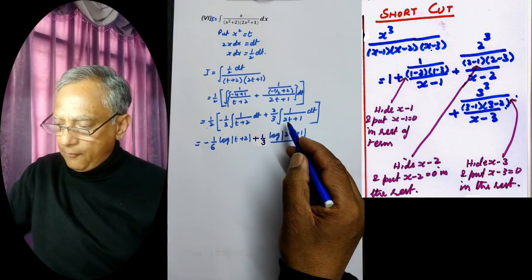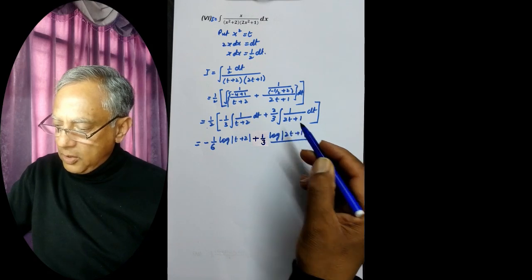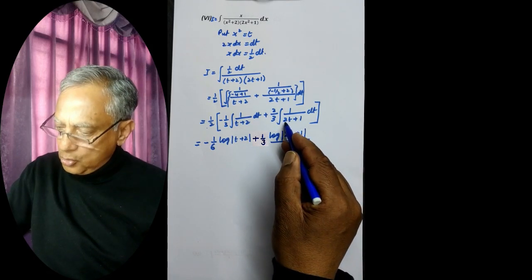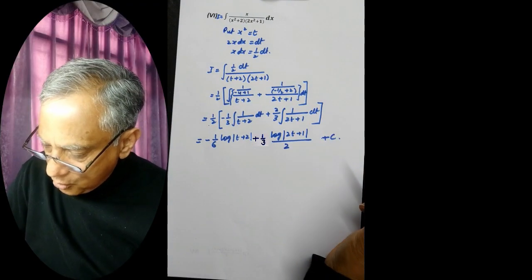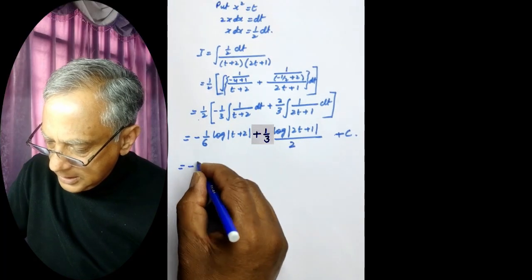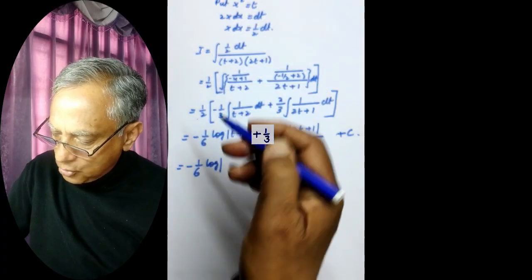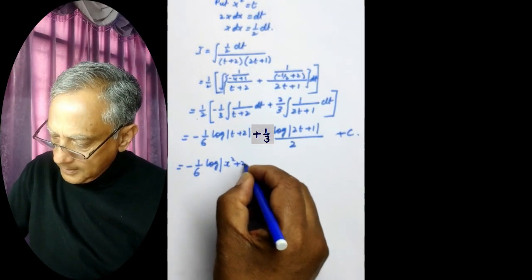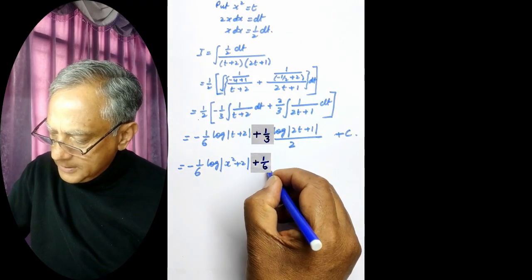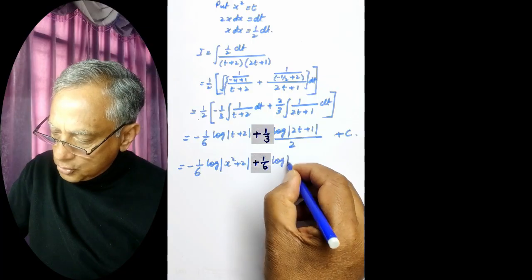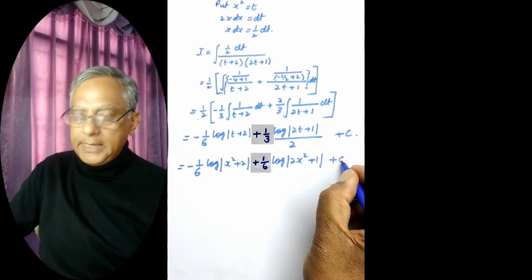And since the formula for x is being used for ax plus b, we must divide by the coefficient of x, that is 2, plus c. And this is equal to minus 1 by 6 log of t. How much is t? t is x square. So this is x square plus 2 plus. Now this 2 cancels with this. So we will have 1 by 6 log 2x square plus 1 plus c. So this is the answer.